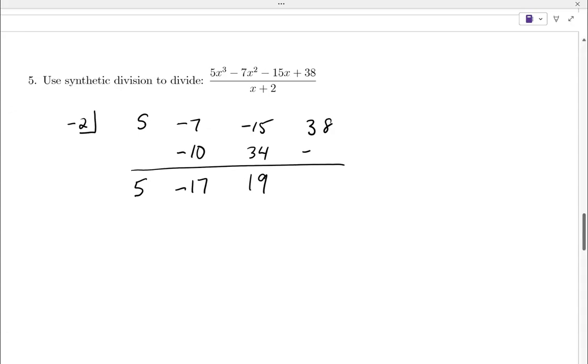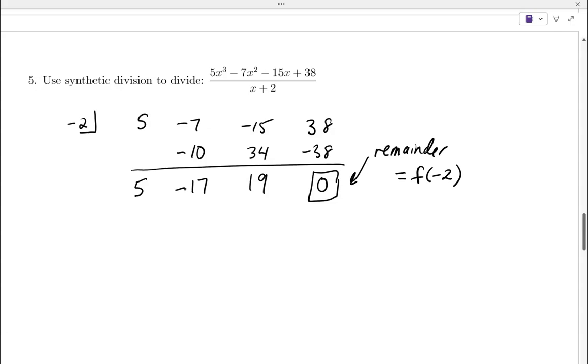Multiply, we get -38. And then add down, we get 0. I'm putting a little box around this. This is the remainder here. It's also what you get if you put -2 into the function, and you can check that.